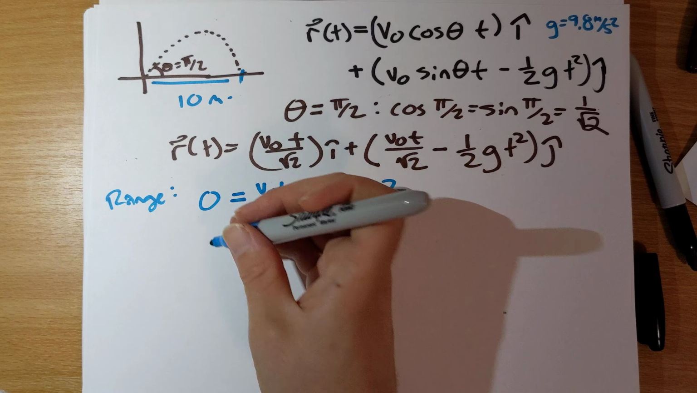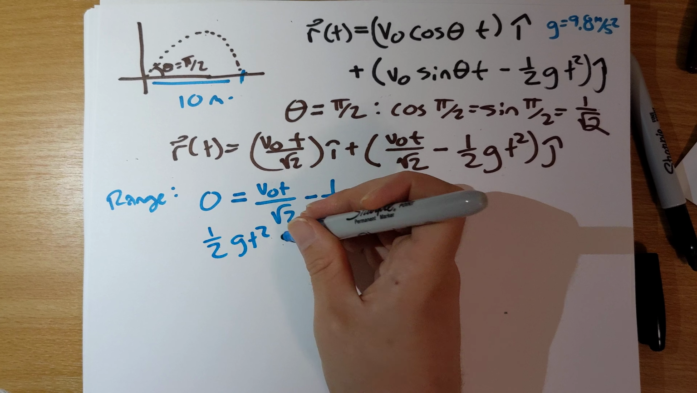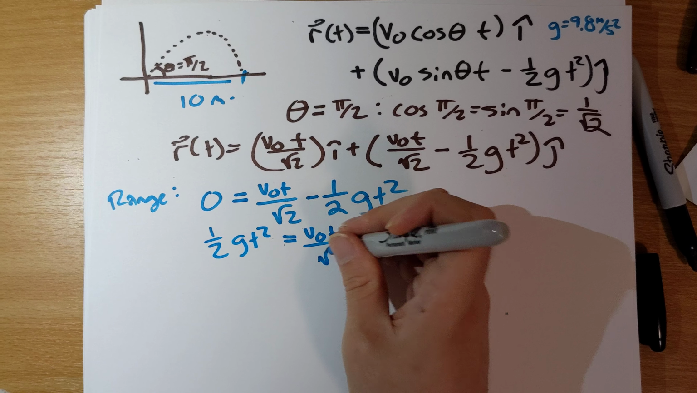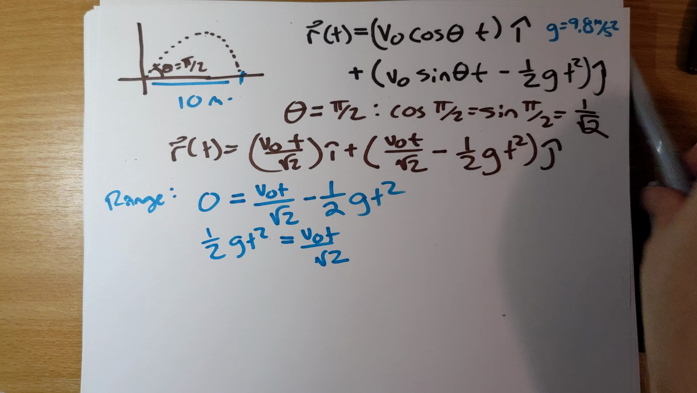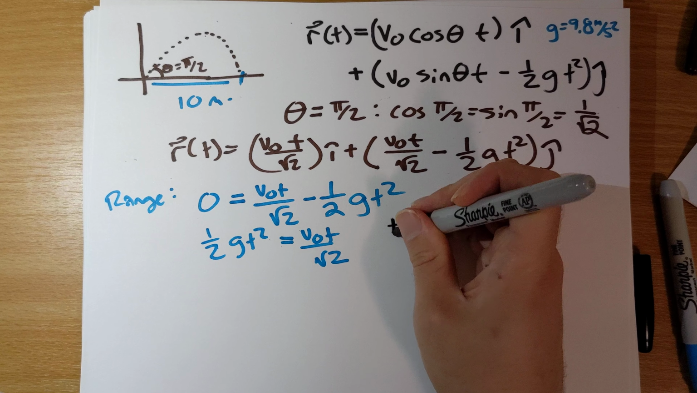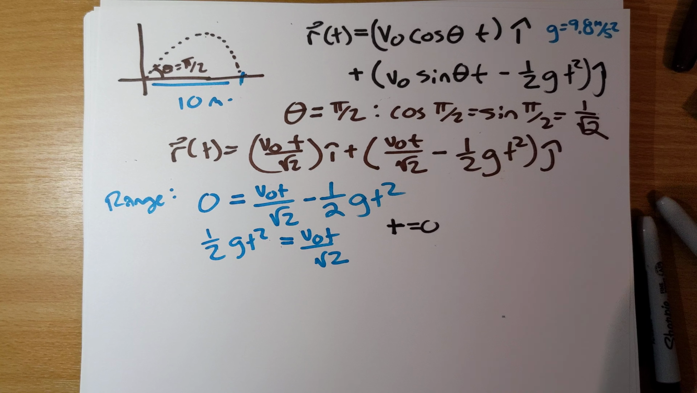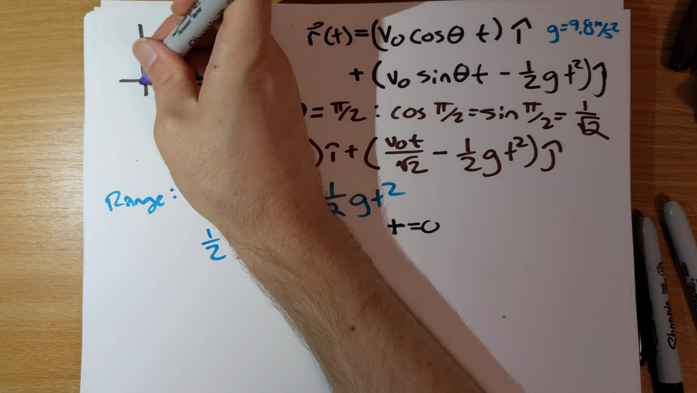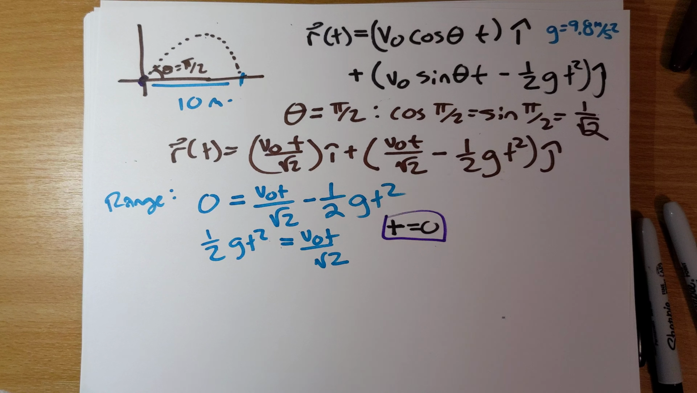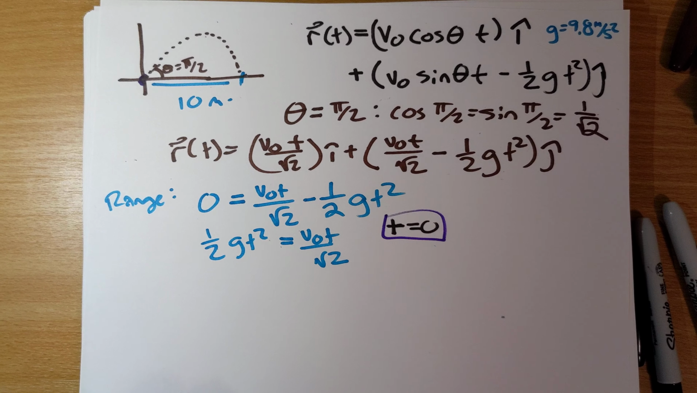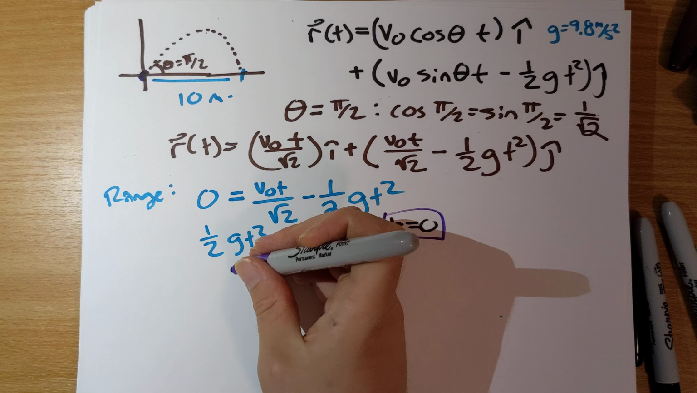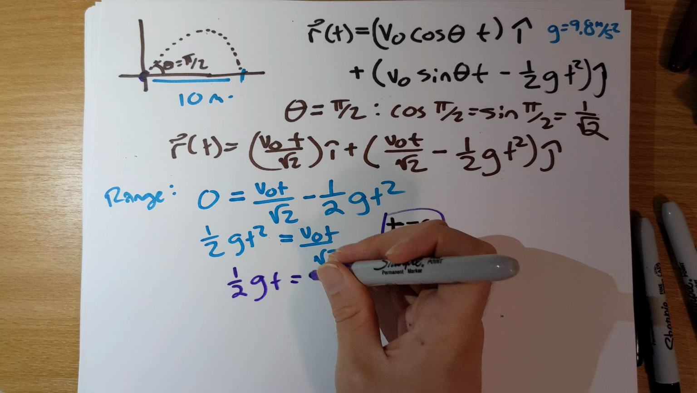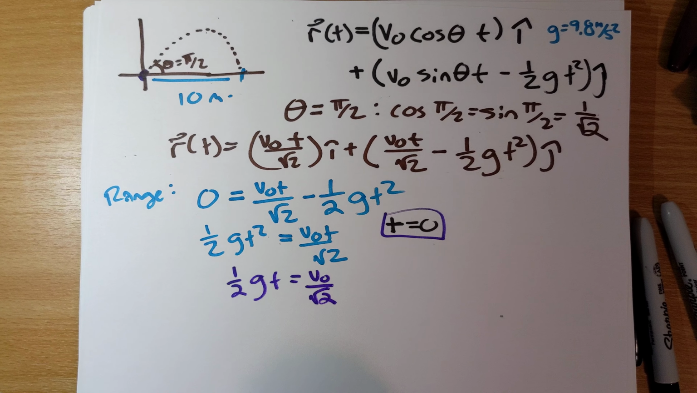If we rearrange, we get 1/2 gt squared is equal to v naught t over square root 2. And realize there's a factor of t on both sides. So this corresponds to one solution, t is equal to 0. T is equal to 0 is the solution that represents that the golf ball is starting at ground level when time is 0. That's not the solution we're looking for, so we can divide both sides by t to get 1/2 gt is equal to v naught over square root 2.